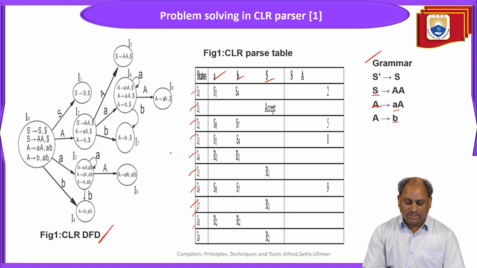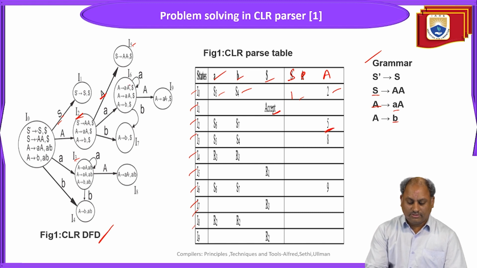Nine states are generated. Out of these, for I0, with S it reaches state 1, with capital A it reaches 2, and with small a and small b, S3 and S4. I1 has no further state; it is the accepting state, under dollar. For I2, capital A reaches state 5, so we write 5 under capital A. With small a it reaches 6, so S6, and small b reaches 7, that is S7.